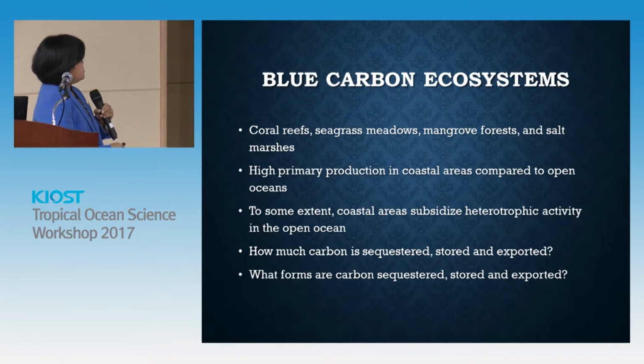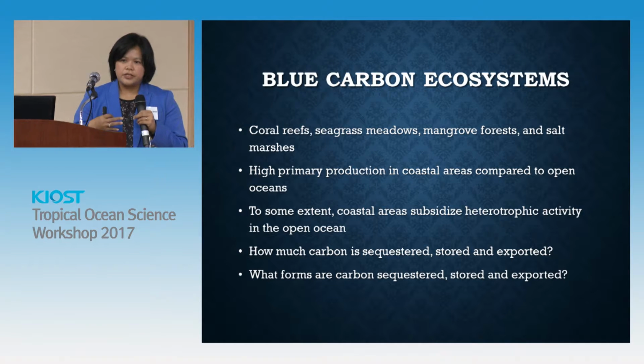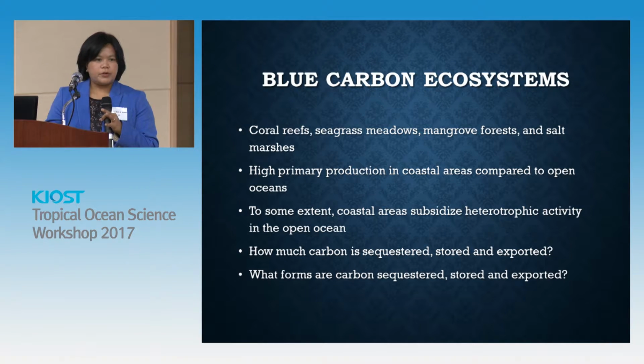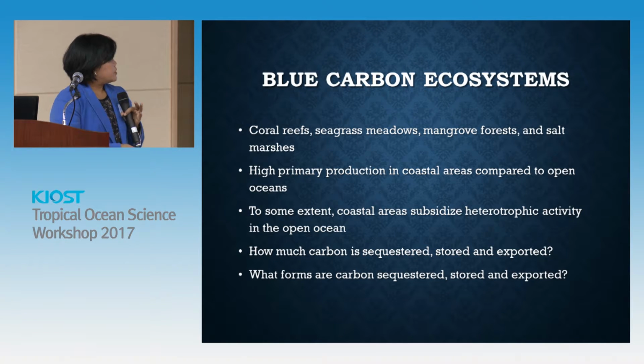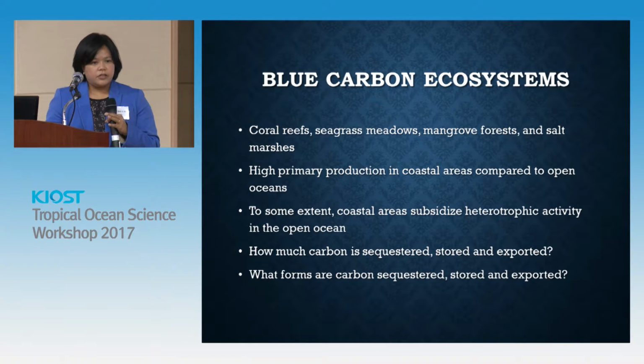So these systems include the coral reef, seagrass meadows, mangrove forests, and salt marshes. These coastal areas have very, very high primary productivity. In some parts of the open ocean, in contrast to this, you have low primary productivity. So these coastal areas, in some cases, might be able to subsidize heterotrophic activity in the open ocean, and that's what I'd like to look at.